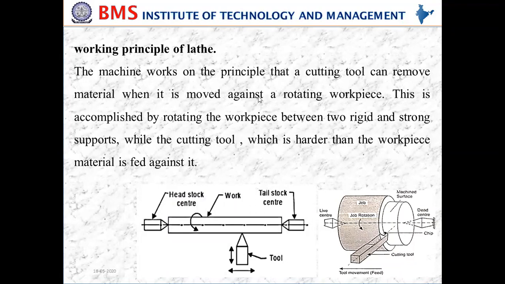So the machine works on the principle that the cutting tool can remove the material when it is moved against a rotating workpiece. This is the working principle of the lathe. This is accomplished by rotating the workpiece between two rigid and strong supports, which are called the headstock and the tailstock, while the cutting tool, which is harder than the workpiece material, is fed against it. So the cutting tool should be harder than the material you are going to machine.